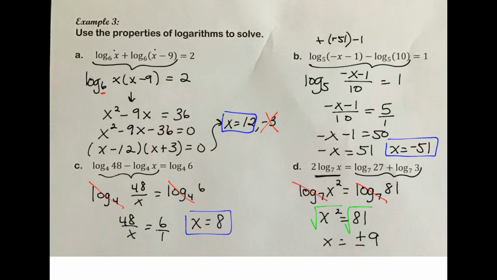Now, whenever you check, you always want to go back to the original. If I put in a positive 9 for this x, it'll be fine. But if I put a negative 9 in for that x, it's extraneous. So my final answer is just x equals 9.